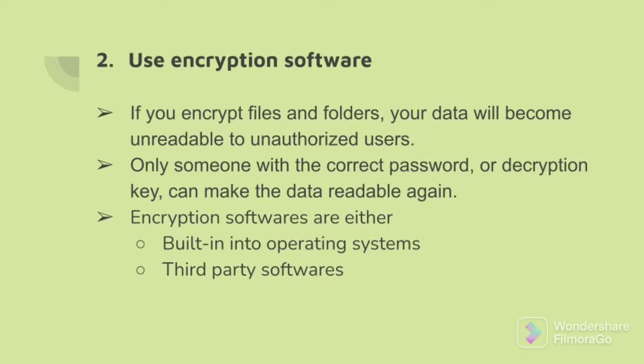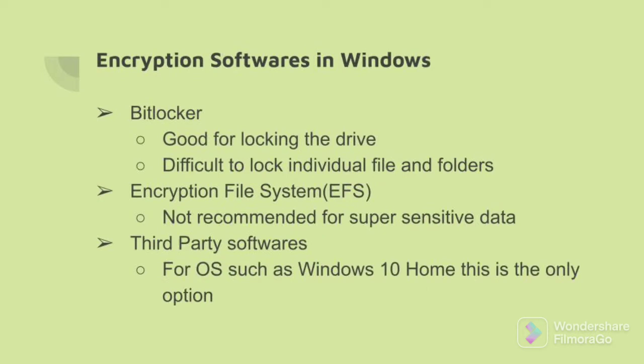Encryption software is built into the operating system, or you may install it from a third party also. In Windows we have some built-in software. BitLocker and Encrypting File System are the built-in software in Windows, right. BitLocker is good for locking the drive. It will lock the complete drive, right. The next one is the Encrypting File System. It is also built-in software available inside Windows, but it is not recommended for super sensitive data, as it is easy to crack the Encrypting File System.